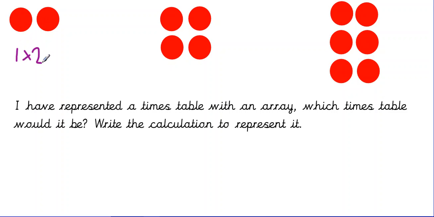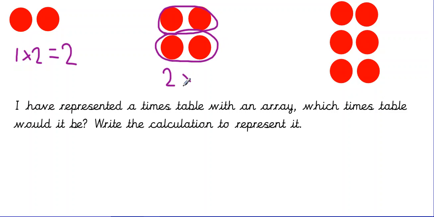So I've got 1 multiplied by 2, which is 2. Okay, here I have got 2 groups. Okay, I've got 2 groups of 2. So I would write 2 multiplied by 2, which equals 4. Okay, because if I add them all together there, I have got 4.